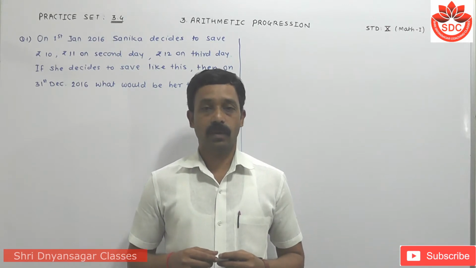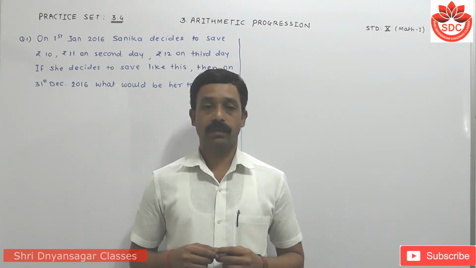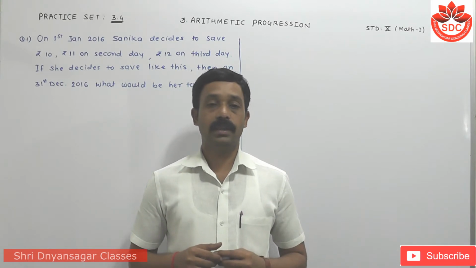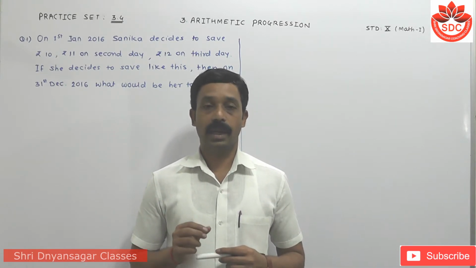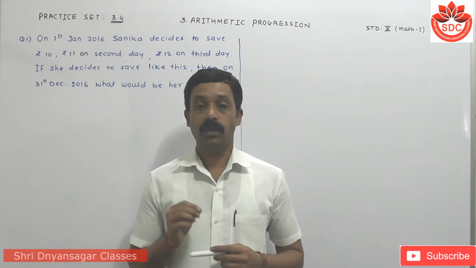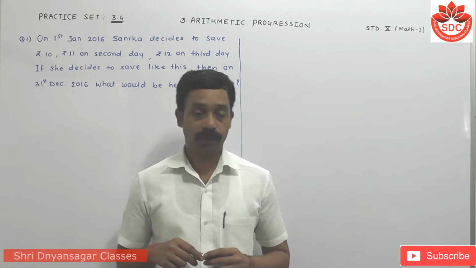Students, today we discuss practice set 3.4 of the chapter Arithmetic Progression, Mathematics Part 1, Standard 10. Now, these are word problems, that is, applications of AP, involving Tn and Sn. Now, we take the first question of this practice set 3.4.